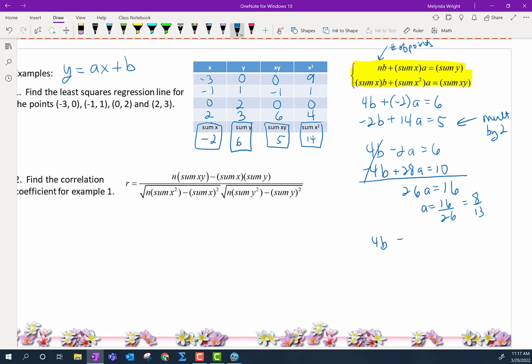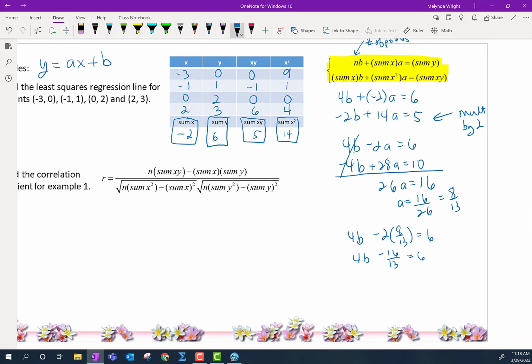So 4b minus 2 times 8/13 equals 6. Let's see, so what is that? 2 times 8, so I have 4b, 2 times 8 is what, 16, minus 16 over 13 equals 6. So what do we want to do? We want to add 16/13 to both sides. Okay, so let's see, so we have 6 times 13. We need to get the common denominator.